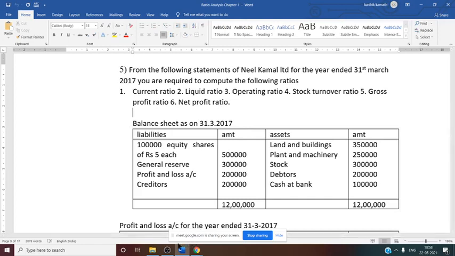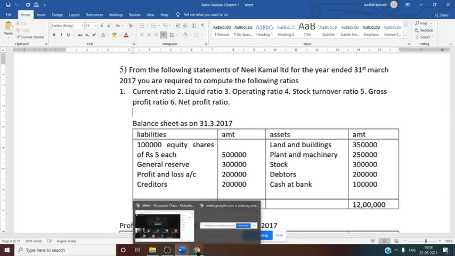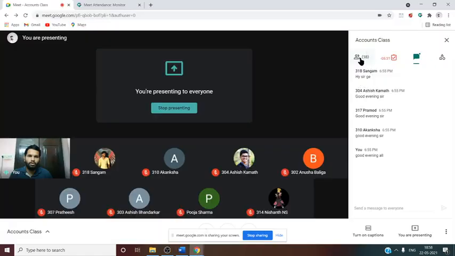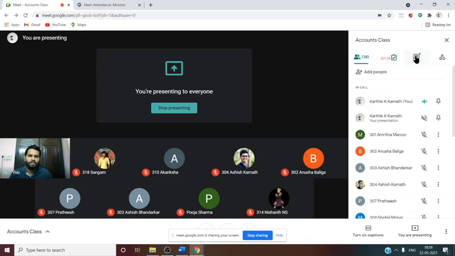So now first thing we need to know the formulas of these ratios. First, current ratio. Can anyone tell me the current ratio formula? Can you comment in the chat box? Can you unmute yourself and tell me the current ratio?